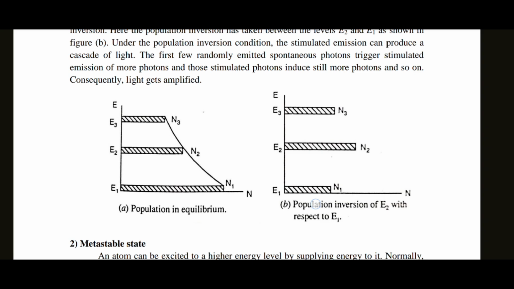Figure A represents the population of three states in which N3 is less than N2, which is less than N1; the system absorbs photons rather than emitting. However, if the system is supplied with external energy so that N2 exceeds N1, we say that the system has reached population inversion. Here the population inversion has taken place between E2 and E1, as shown in figure B. Under the population inversion condition, stimulated emission can produce a cascade of light. The first few randomly emitted spontaneous photons trigger stimulated emission of more photons, and the stimulated photons induce still more photons, and so on. Light gets amplified.